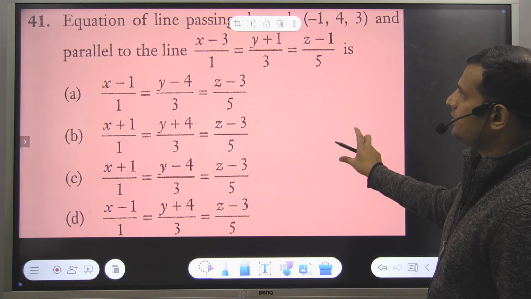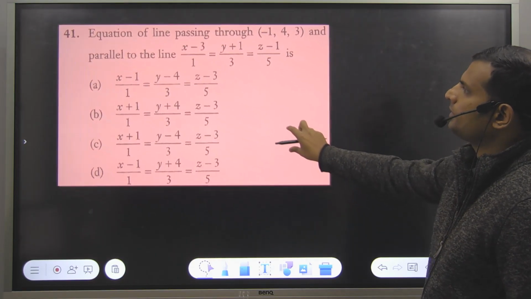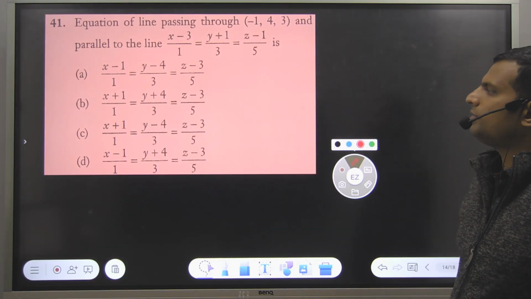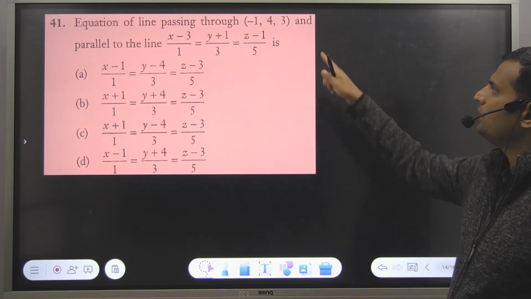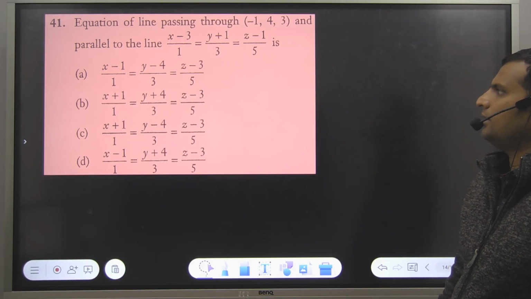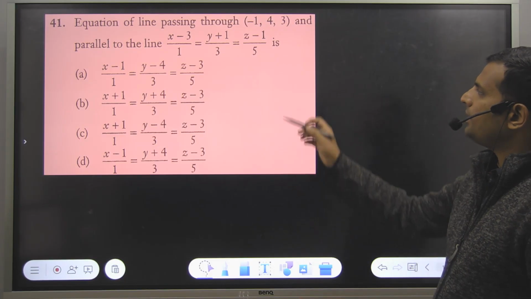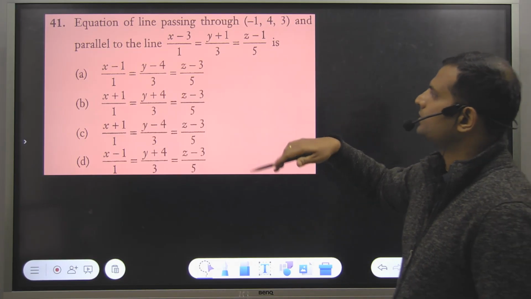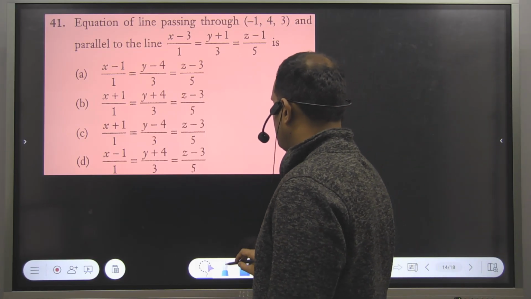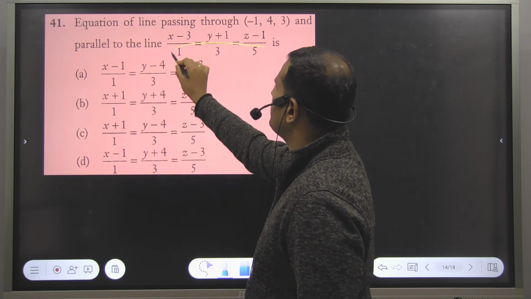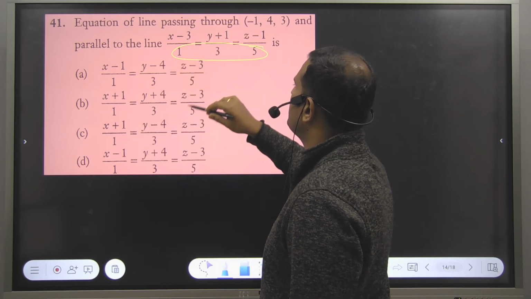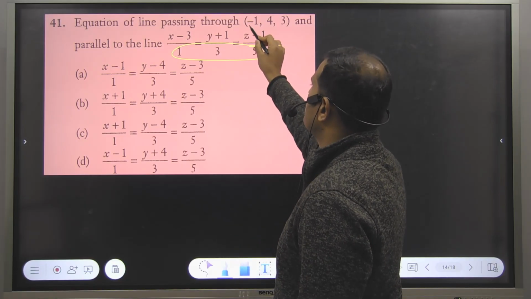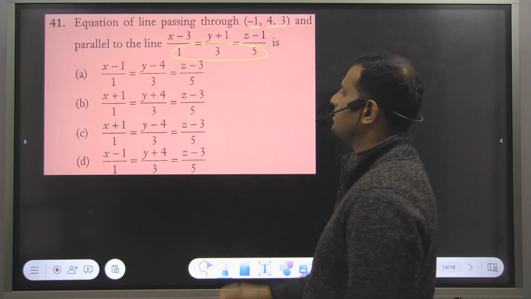Can you answer this quickly? This is easy. Equation of the line passing through -1, 4, 3 and parallel to this line. So parallel to this line, the denominator must be the same, like this, but it should pass through this point. So which is the right answer?